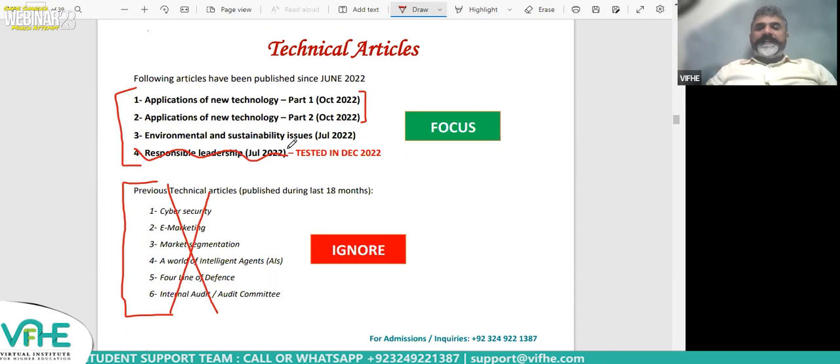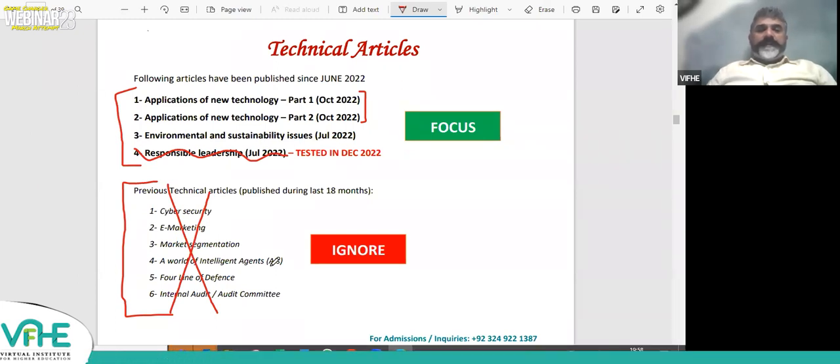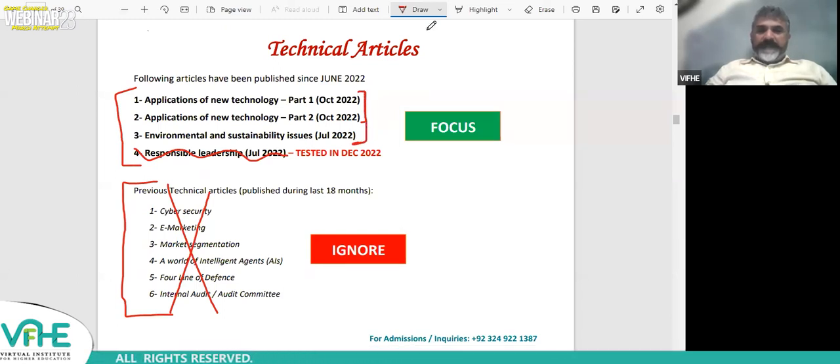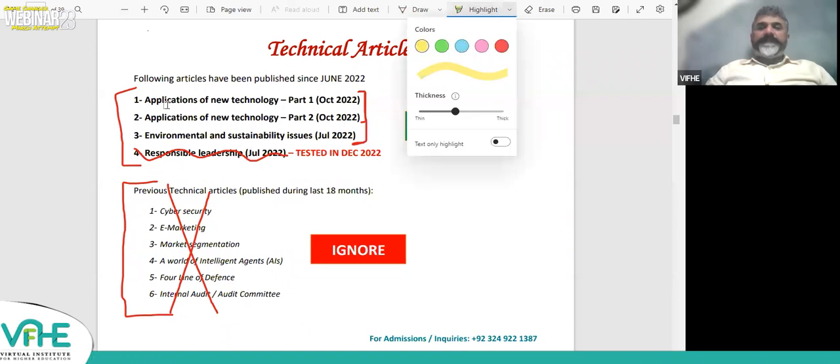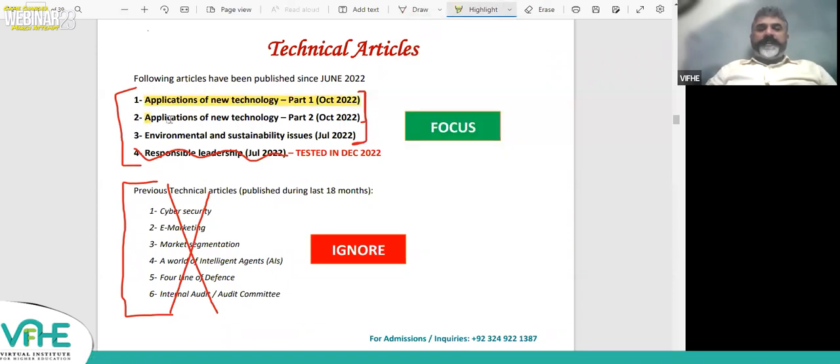What about environmental and sustainability issues? Was it tested in December? Anyone can recall? Yeah, I remember something that environmental and sustainability, no, qualities of a leader is something different. All right. So let's focus on these 3 articles for March attempt. It is basically applications of new technology part 1, applications of new technology part 2, and environmental and sustainability issues.